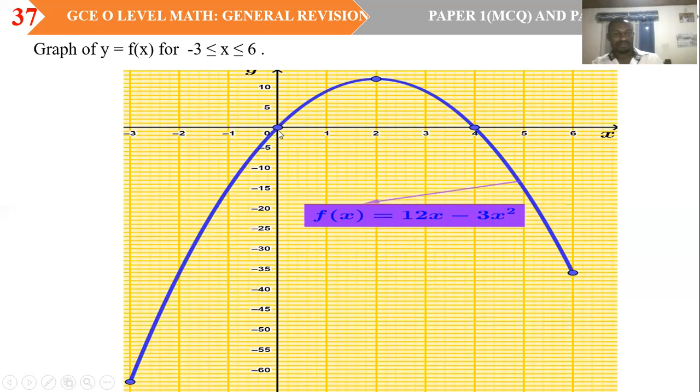The point (0, 0), the turning point, which is the point (2, 12), the point (4, 0), the point (6, -36), and the point (-3, -63). These are the points. Once you plot those points and you draw the graph, it will pass through all those points that have been plotted. So this is the graph of the function y in the interval -3 to 6.